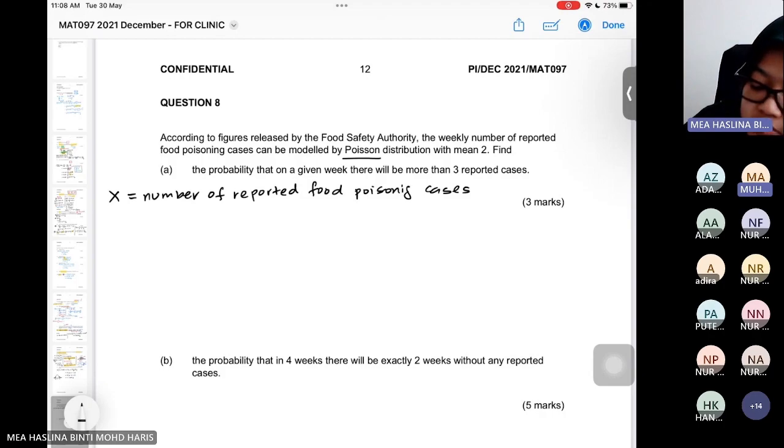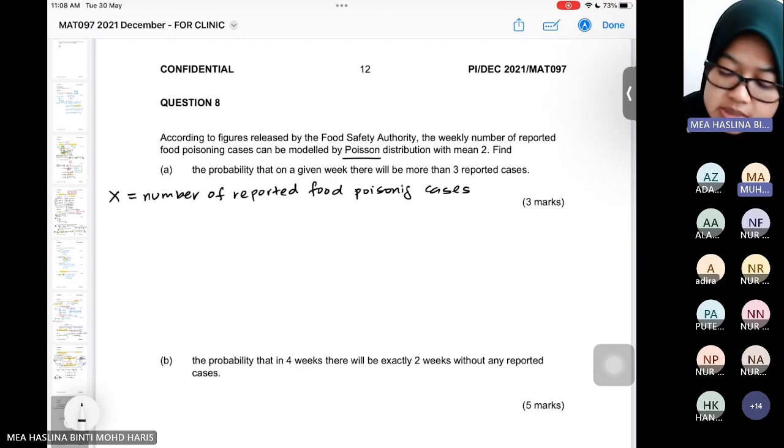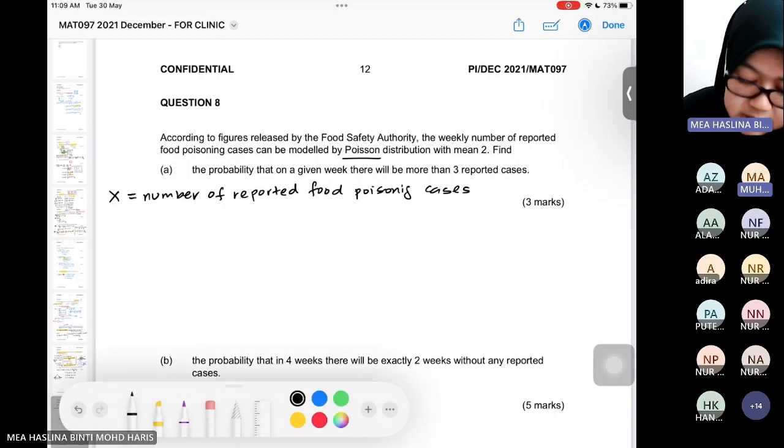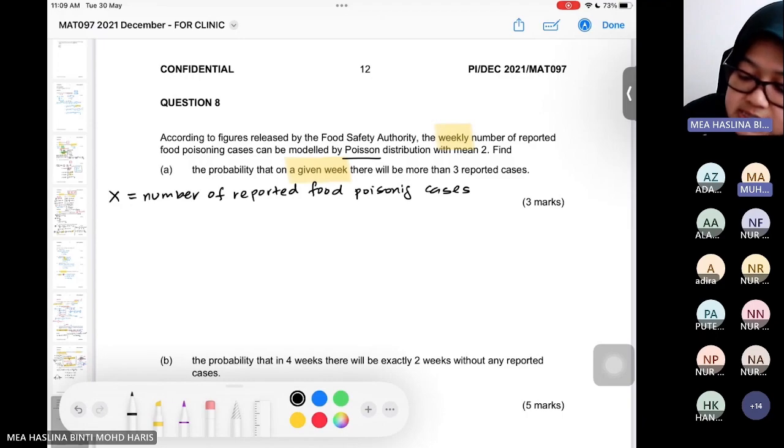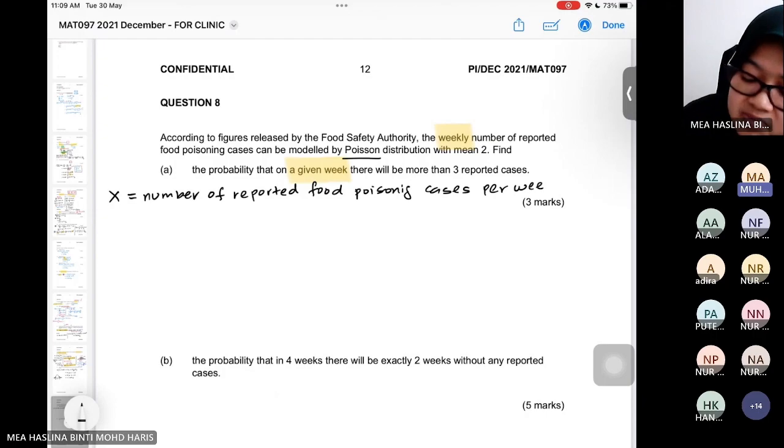But when Poisson, it must be clear what the interval is. In this case, an interval of time. The question is about a given week, and the given mean is the weekly number. So it's the same interval of time, which is 1 week. So food poisoning cases per week. So lambda equals the mean equals 2. So X is a Poisson distribution with parameter 2.